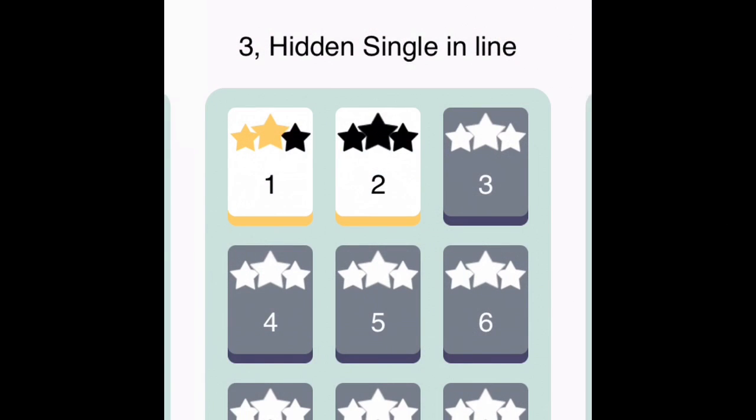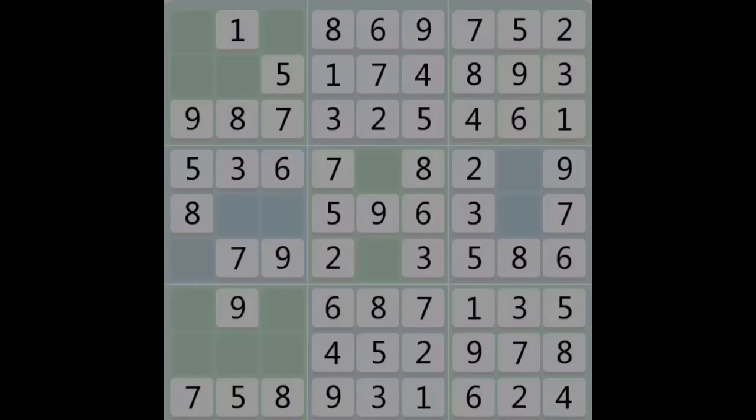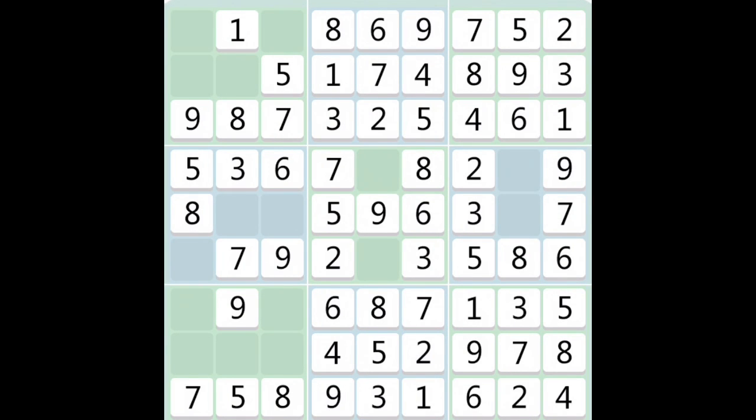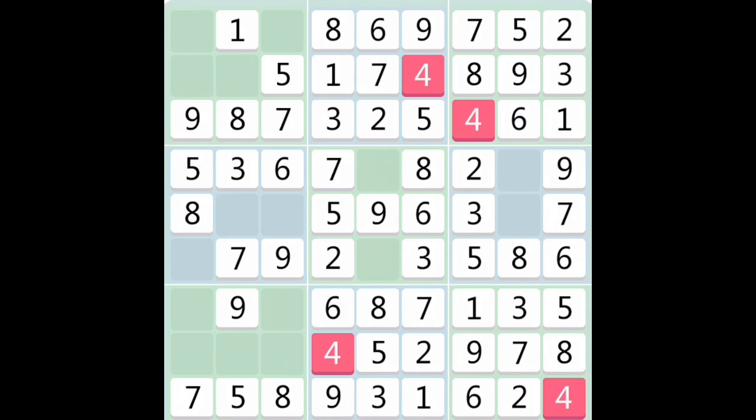Welcome to this third Sudoku technique. Today we're going to learn this technique called hidden single in line. The previous one was hidden single in box, so this one is a little different.